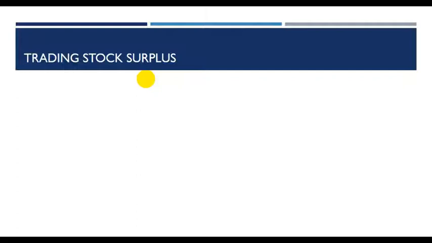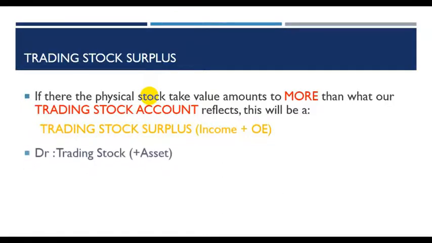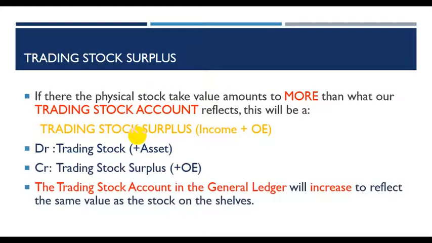Okay, so now in this case it would be the opposite to a trading stock deficit. A trading stock surplus is the opposite. Now we have more stock on our shelves than what is reflected in our books. So our trading stock surplus account is an income, and we debit trading stock to show an increase in our trading stock, and credit trading stock surplus, which increases our owner's equity. And our trading stock account in the general ledger will increase to reflect the same value that is on our shelves.